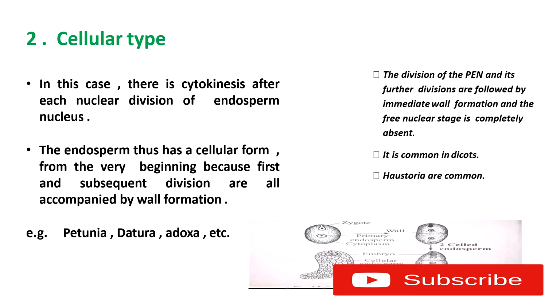So every nuclear division is followed by the cell wall formation; there is no free nuclear stage as in the case of the nuclear type of endosperm, which is very common in dicots. In all these cases, the haustoria, which is a pushing tissue, are very common in this cellular type of endosperm.